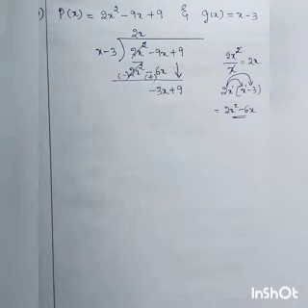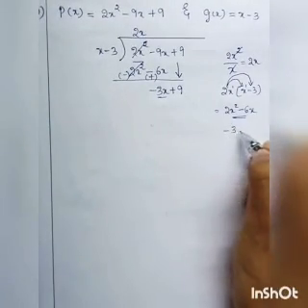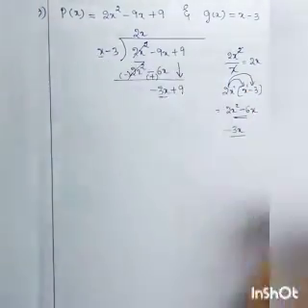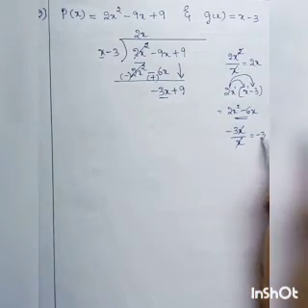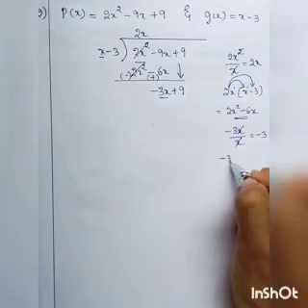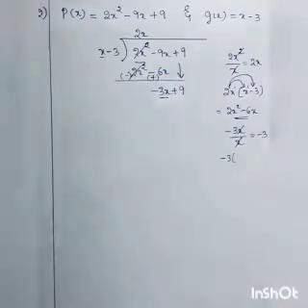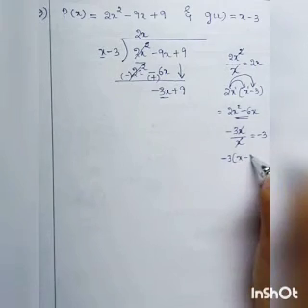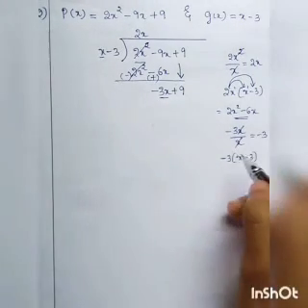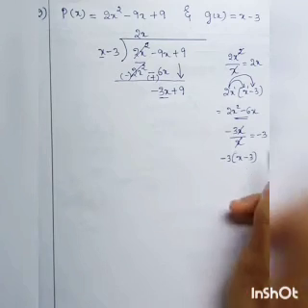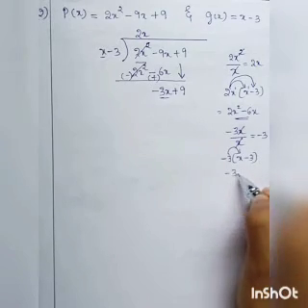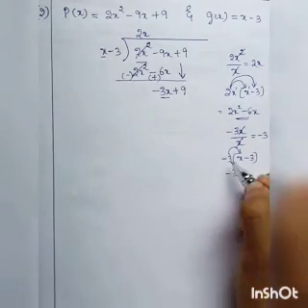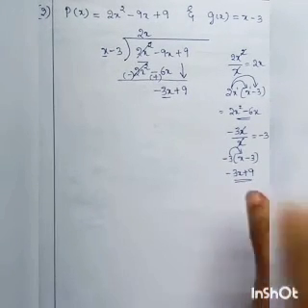So check the first term of the dividend, that is minus 3x, divided by first term of the divisor, that is x. This x and this x gets cancelled. What is remaining? Minus 3. So this minus 3 we have to multiply with the divisor. Divisor is x minus 3. So multiply. Easy to multiply, isn't it? So you know already how to multiply the terms. Minus 3 into x is minus 3x. Minus into minus is plus. 3 3s are 9. So we got now minus 3x plus 9.